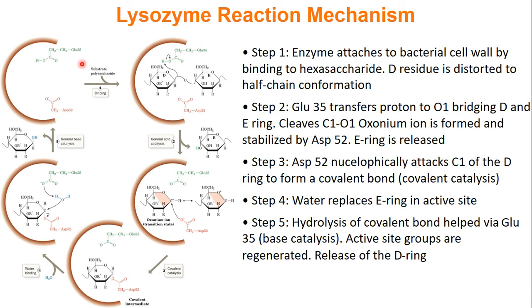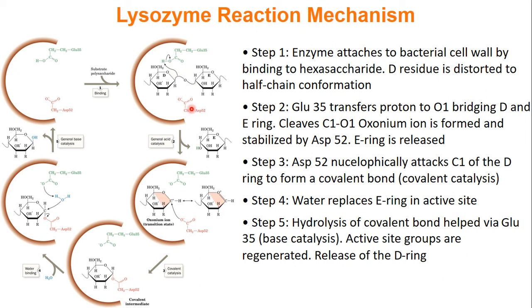So step one is we have to bind our substrate, our 6 sugars, and we're going to be focusing on the D and the E sugars. When binding, D is going to be contorted to that half chair conformation. So that's step one. Step two, GLU is going to act like an acid. It's going to transfer that proton to oxygen 1 that is between the D and the E ring. This cleaves our carbon-oxygen 1 bond, forming your oxonium ion.